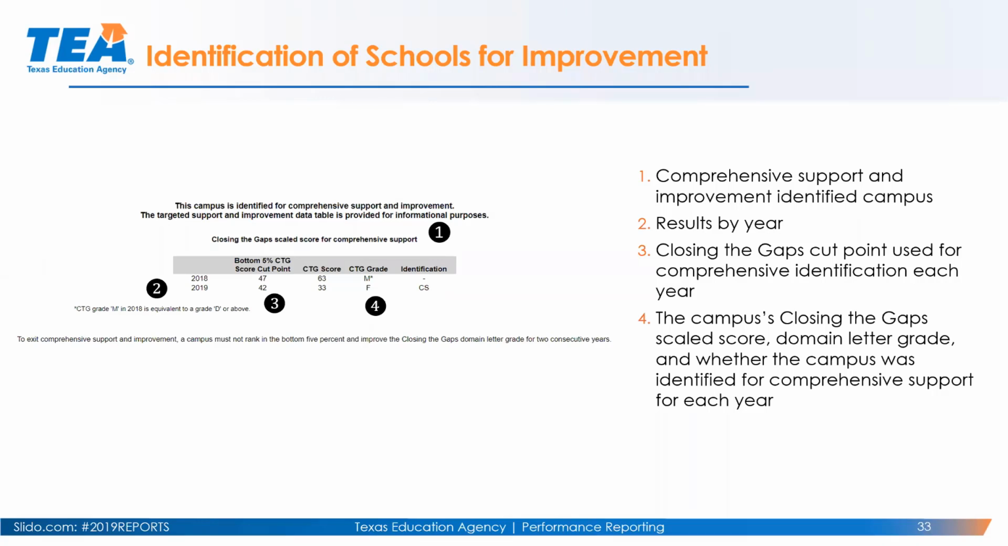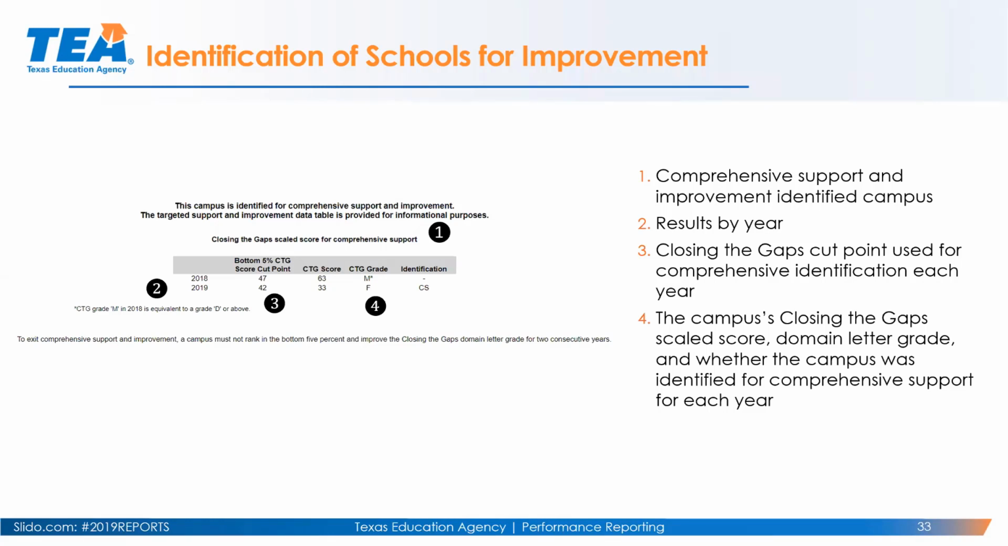So why was this campus identified for comprehensive? Let's look at the data table. I see that for 2018, the bottom 5% closing the gaps cut point, that's what the agency uses to identify campuses, if they rank in the bottom 5%, that cut point was 47 in 2018. For 2018, this particular campus had a 63, so they were not identified.